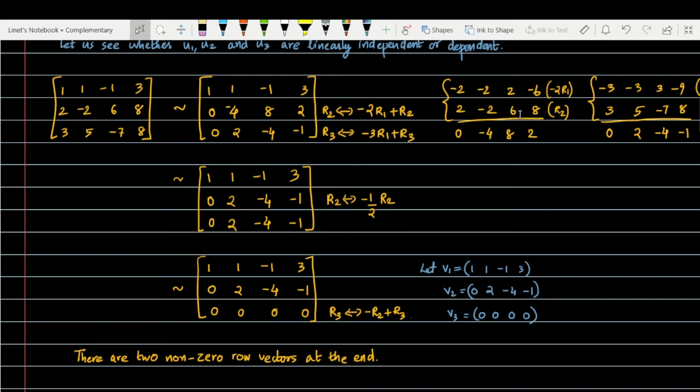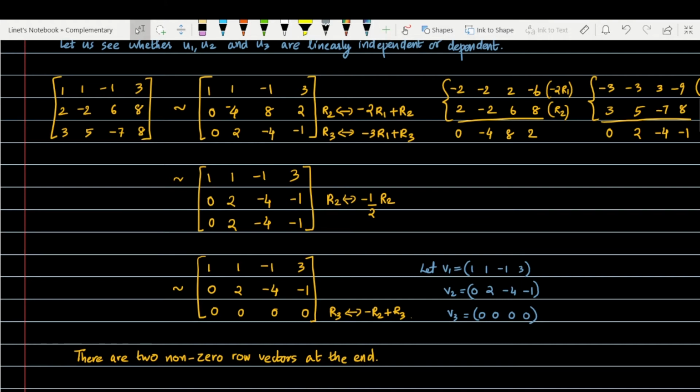This is the R2. Then you add them both. You get 0, minus 4, 8, 2. So that's what you have written in the second row. And the third row R3 is nothing but minus 3R1 plus R3, which is what you get when you solve for it.